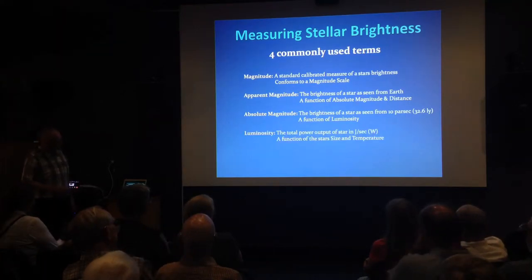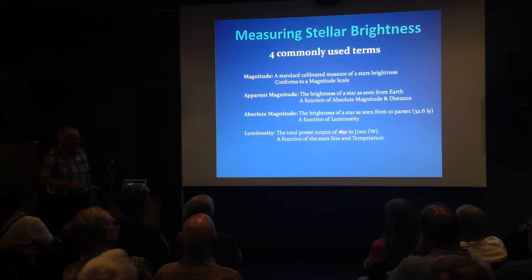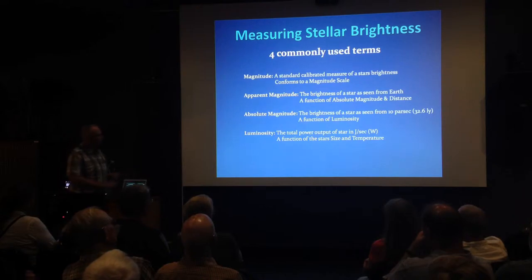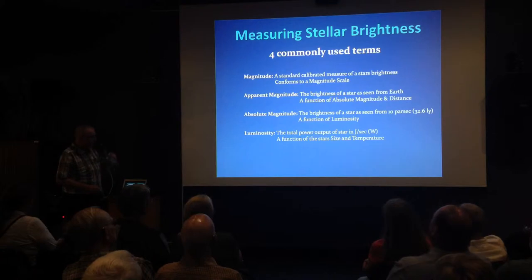The luminosity is the total power output of a star, per unit time. It's measured in joules per second, or watts. As you'll see later, it is a function of the star's size and how hot it is, its temperature.